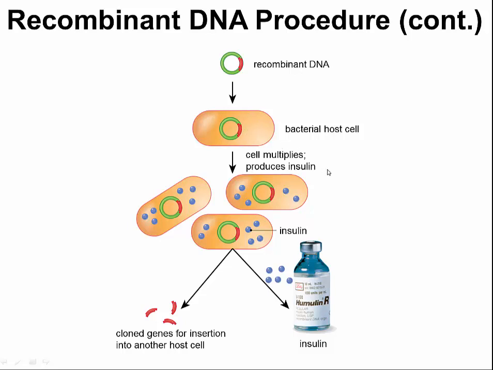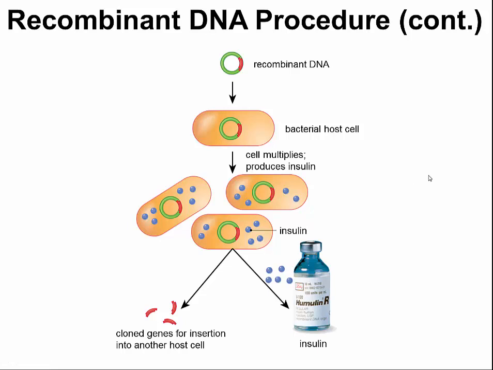Now, interestingly, the bacteria doesn't know that this red DNA is human DNA. It just sees it as DNA, and so it's going to produce whatever product is specified by that DNA. In this particular case, the bacterium is producing human insulin, and so these little blue dots or circles are supposed to represent insulin, which is interestingly a protein hormone that is produced, of course, in all humans.